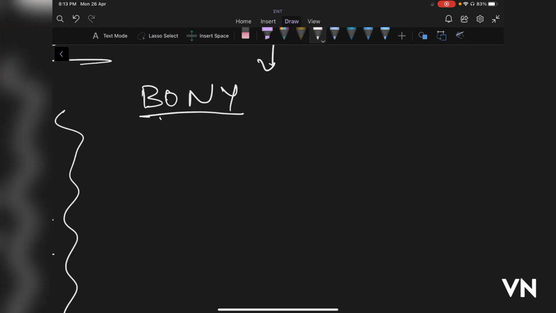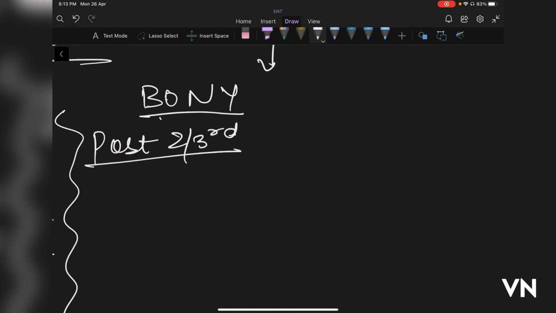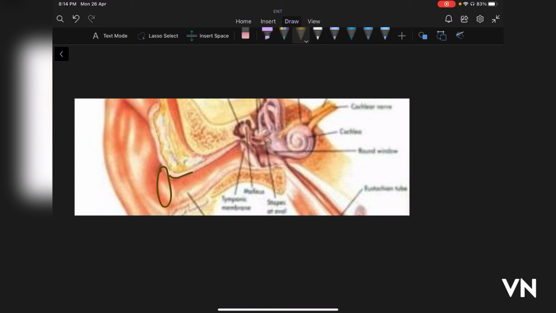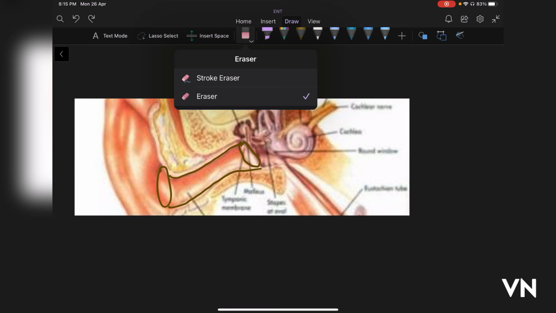Now the posterior 2/3, or you can also say the inner 2/3 part, is basically your bony part. It contains no hairs, no glands, and the skin is thin. So this was our concha, this was our auditory canal, and this is our eardrum. Here there is a narrowing.